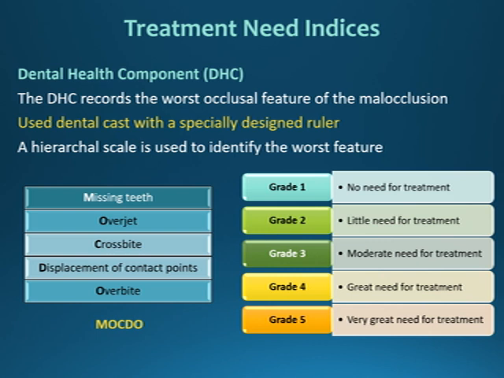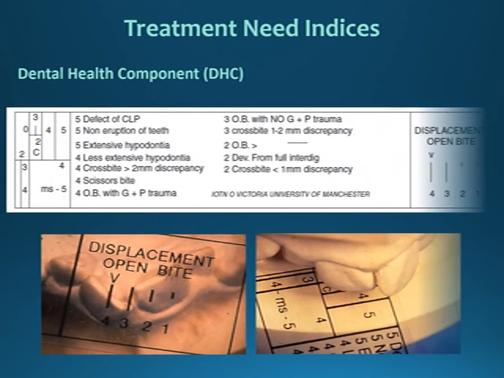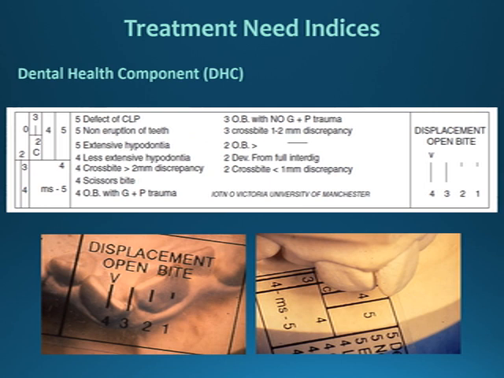So, according to the study model and a special ruler, we can identify these occlusal features. And according to these features, each individual can receive one of these grades in order to identify who will need treatment. This is the specially designed ruler, and it can be used to measure the occlusal features on a study model.